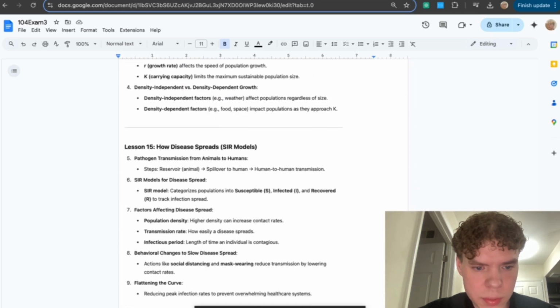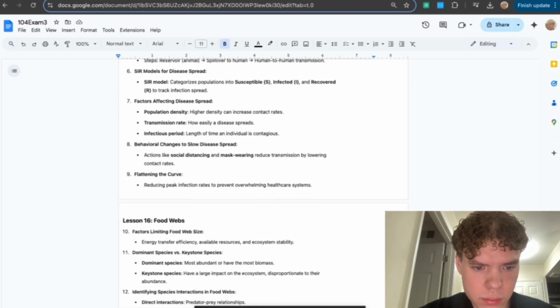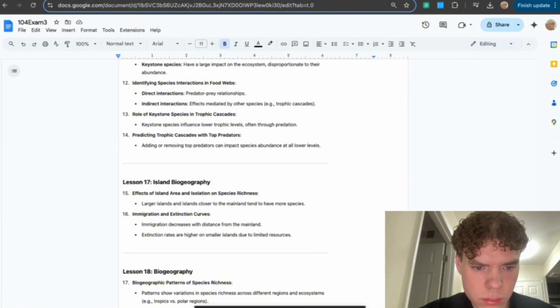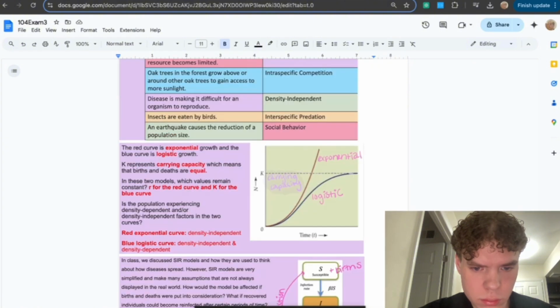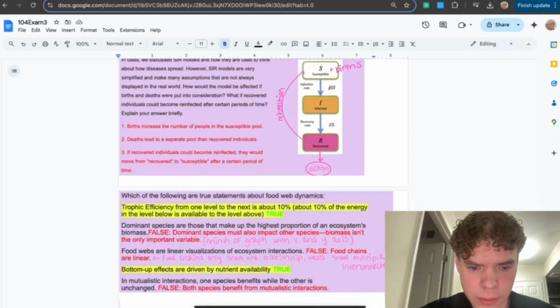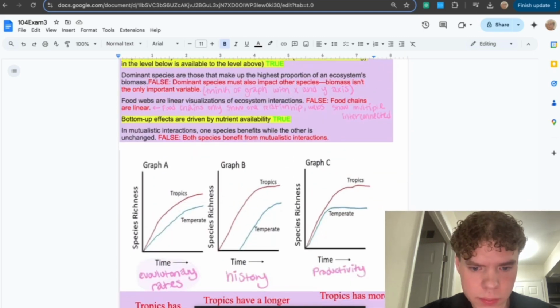More learning objectives. Factors affecting disease spread: population density, transmission rate, infectious period. Exam review.